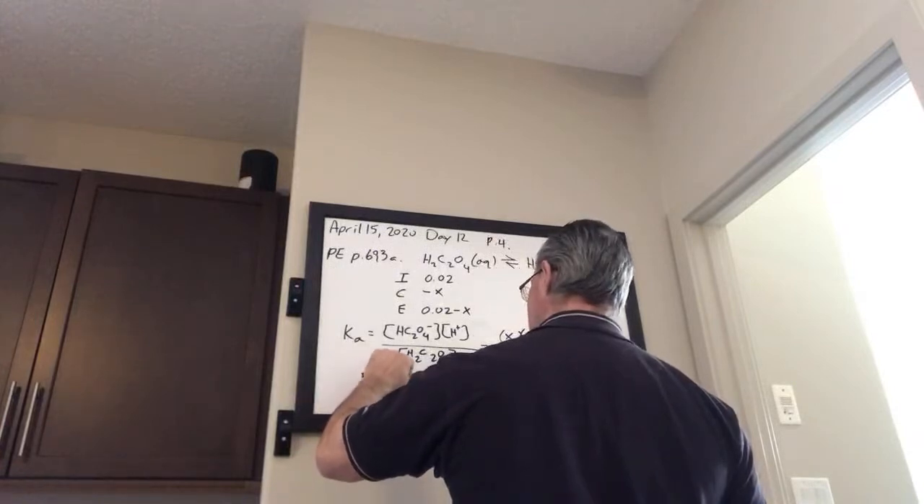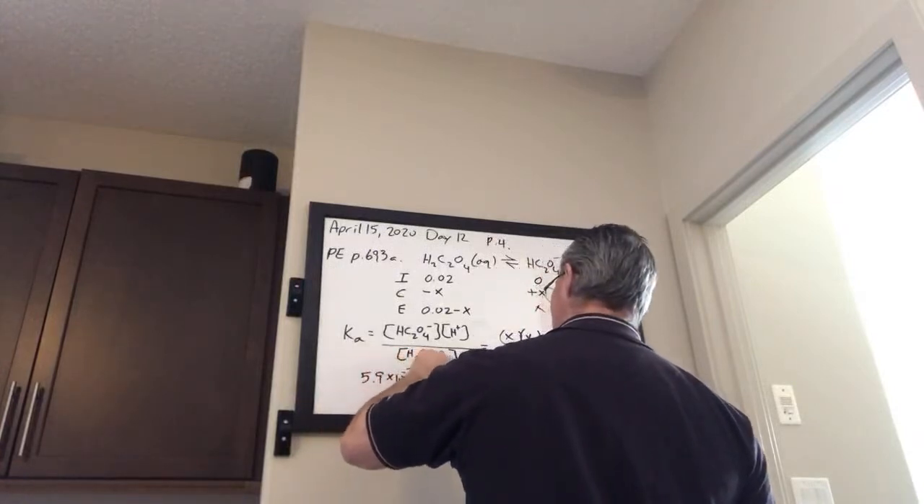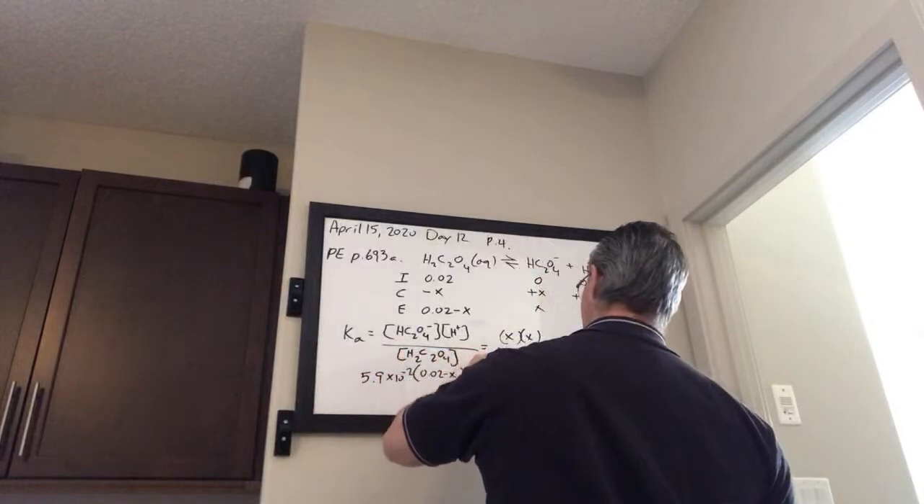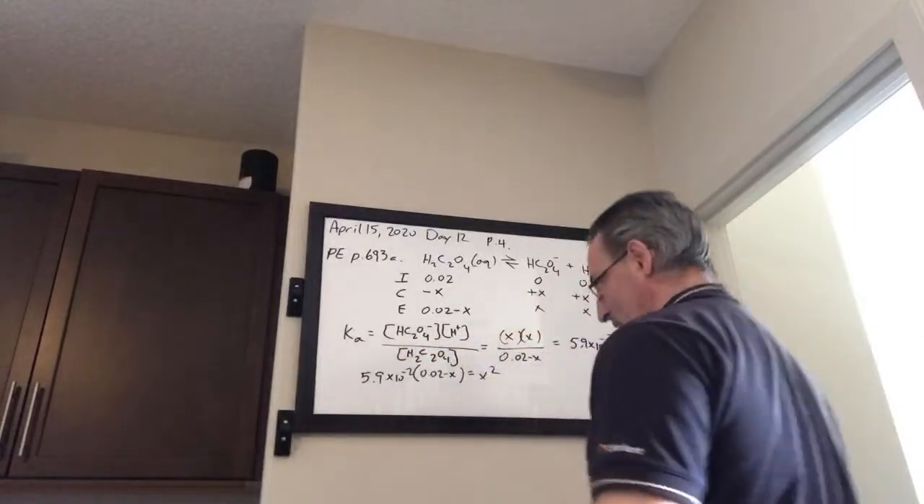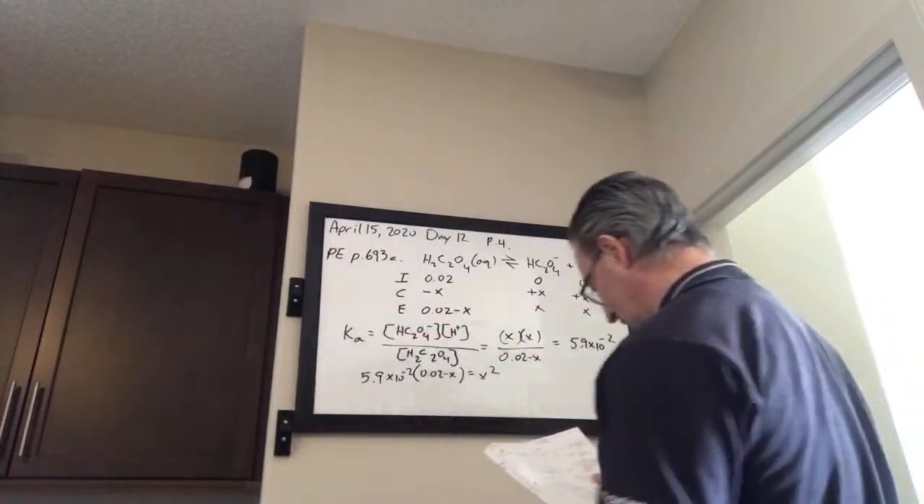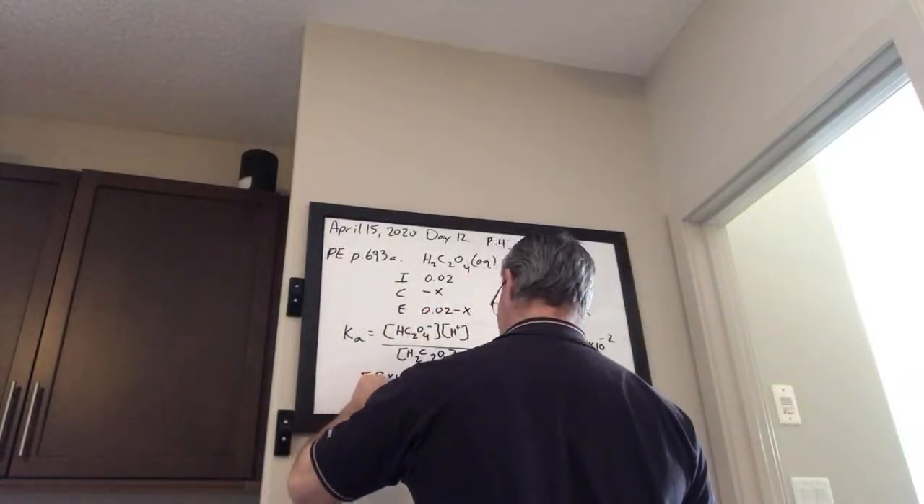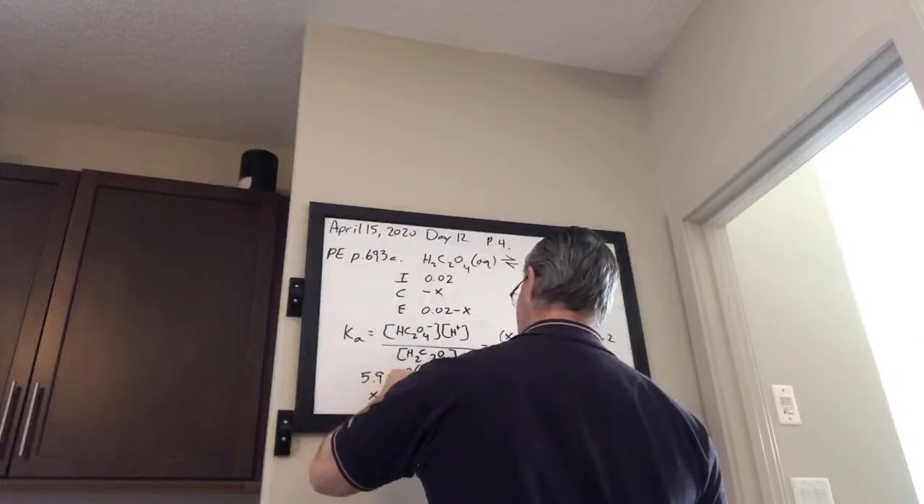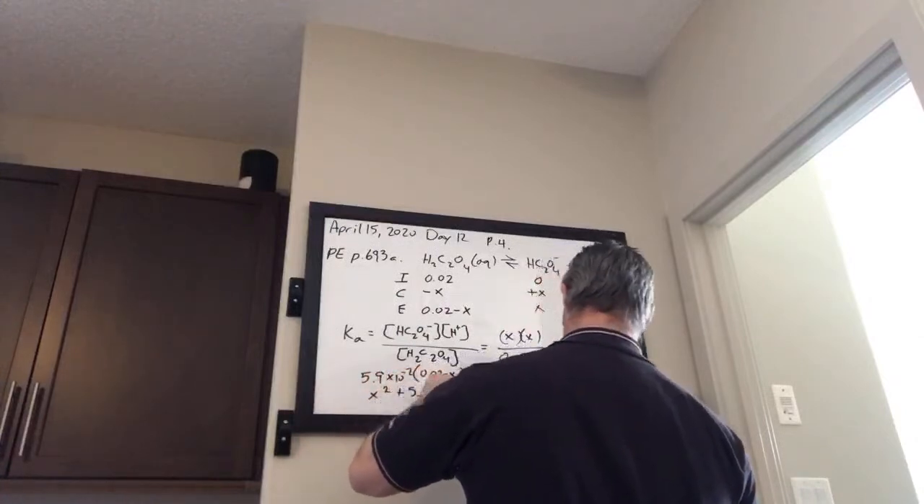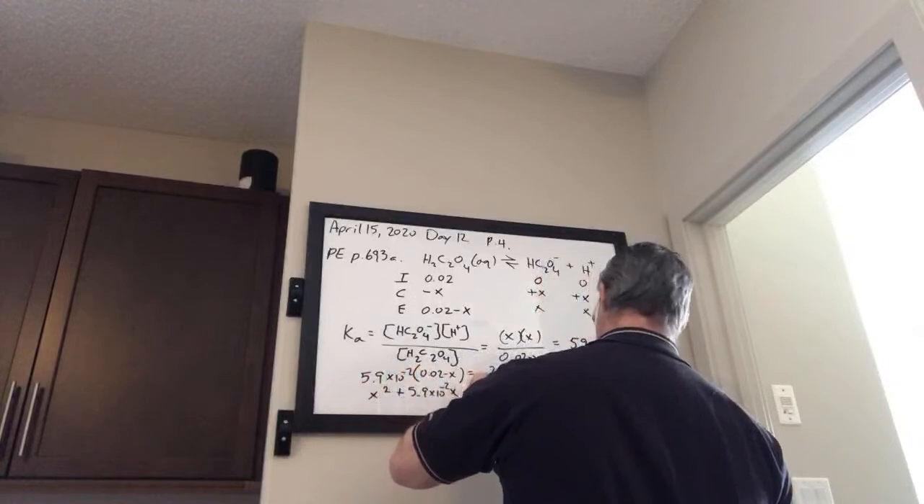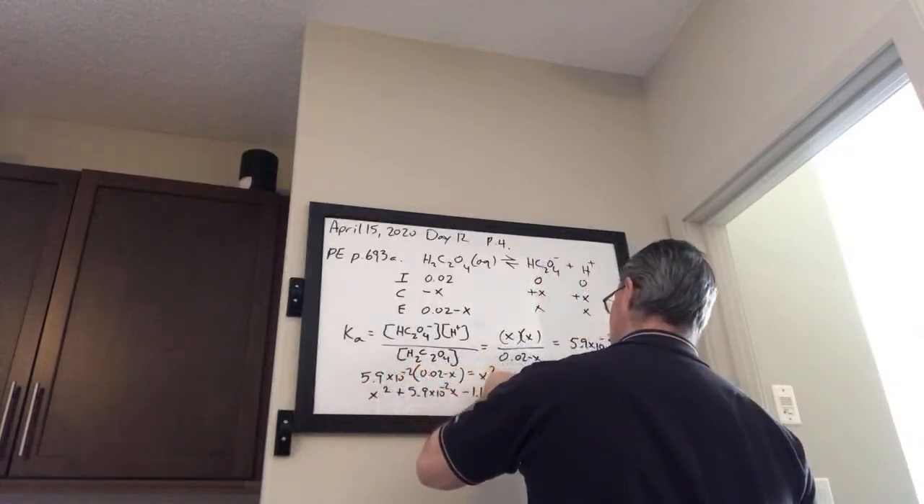times 10 to the minus 2 times 0.02 minus x gives you x squared when you do a cross multiplication to turn it all into a straight line. And then it comes out to a trinomial: x squared plus 5.9 times 10 to the minus 2 x minus 1.18 times 10 to the negative 3 equals 0.